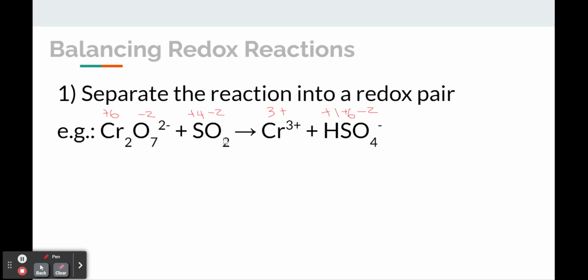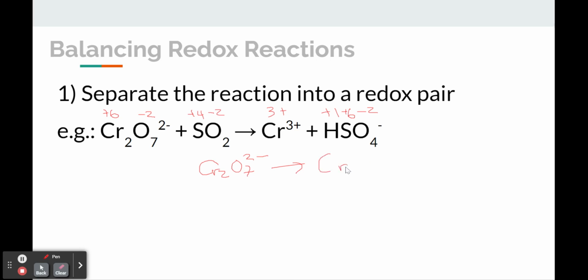And the sulfur is being oxidized from +4 in SO2 to +6 in HSO4⁻. Okay, now lots of times, most of the time, you don't actually have to do that, because I can't have Cr2O7 2- become HSO4⁻ because there's no chromium in it.